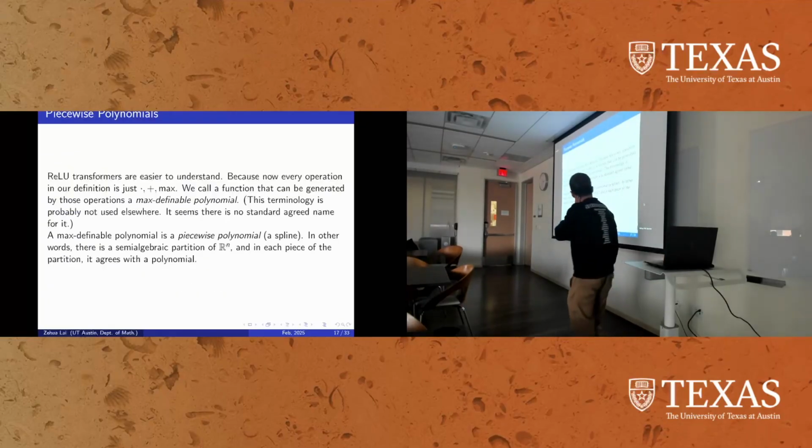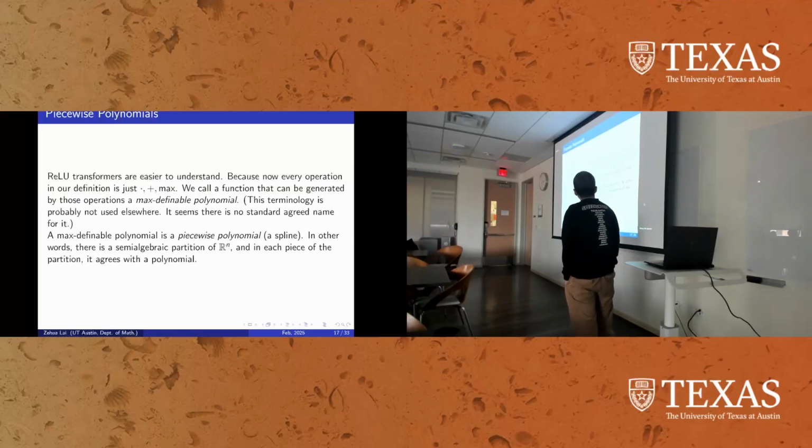ReLU transformers are easier to understand because now all the operations in our definition are just multiplication, addition, and maximum, because ReLU is just the maximum of x and 0. So we will call a function that can be generated by those operations a max definable polynomial. A polynomial is generated by plus and multiplication, but now we add one additional operation, the maximum. This notation is probably not standard. Some people call them supremum, infimum definable functions, or use other terms, but we stick with this term here.